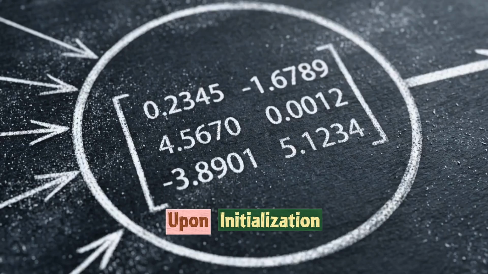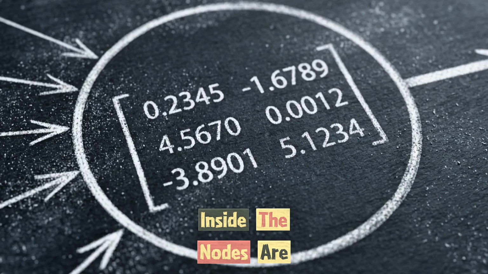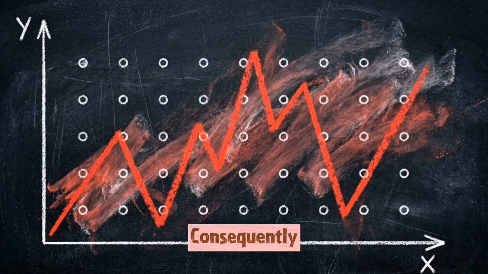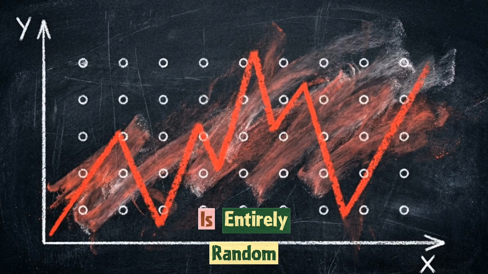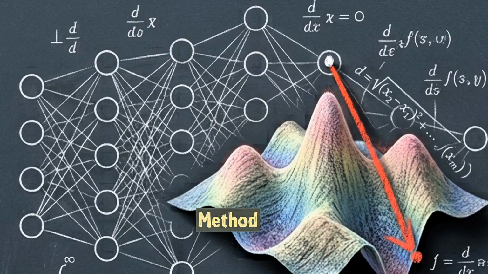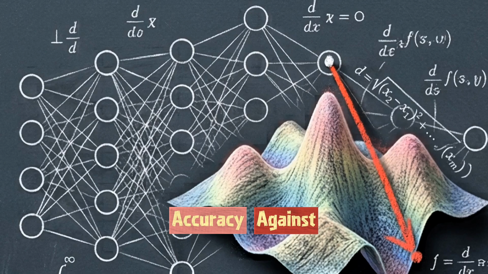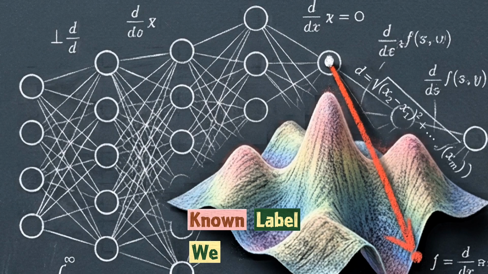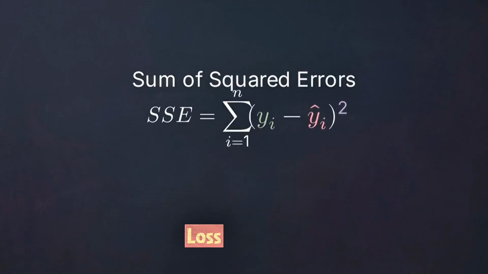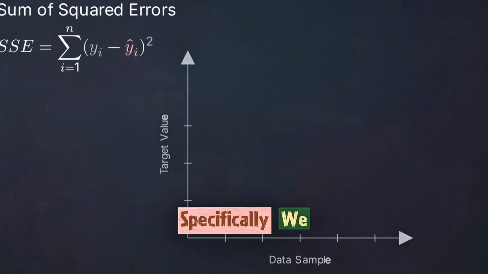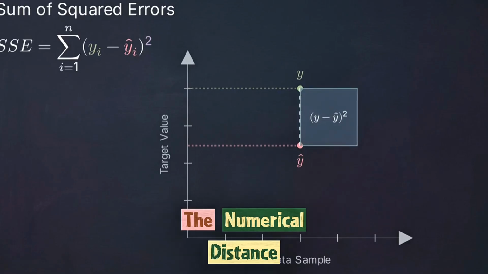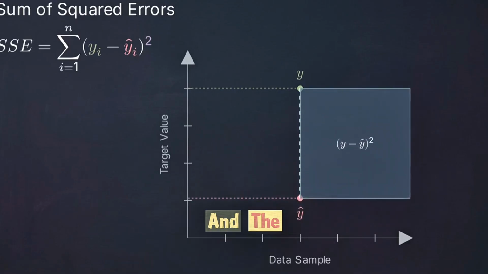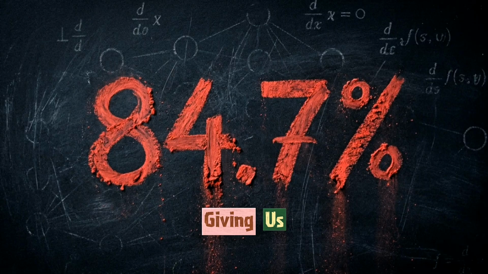Upon initialization, the weights inside the nodes are arbitrary. Consequently, the prediction generated at the end of the first forward pass is entirely random. We need a rigorous method to evaluate its accuracy against a true known label. We measure this inaccuracy using a loss function. Specifically, we use sum of squared errors. This metric squares the numerical distance between the network's prediction and the actual target label, giving us a quantitative measure of failure.